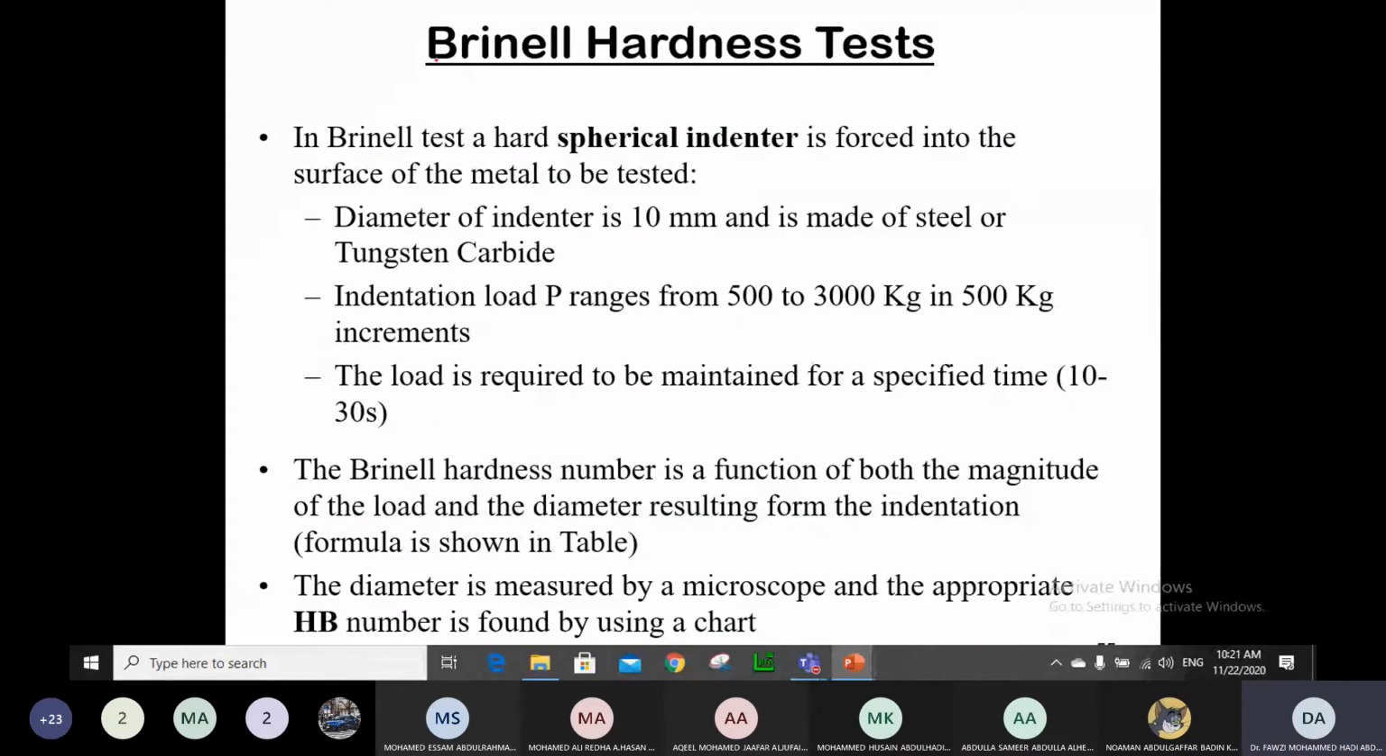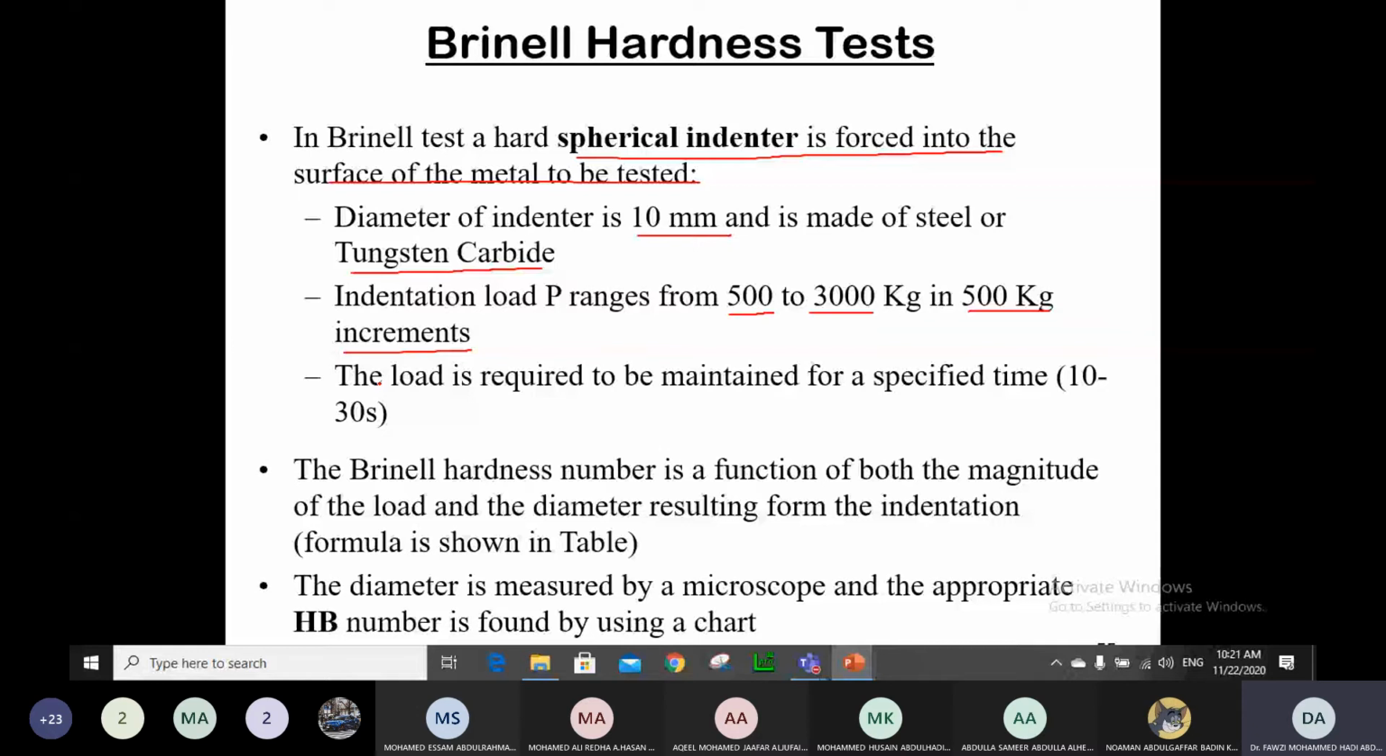The second hardness test is the Brinell hardness test. In the Brinell hardness test, a spherical indenter is forced into the surface of the metal to be tested. The diameter of the indenter could be 10 millimeter and is made of steel or tungsten carbide, which is a very hard material. The load here is much bigger even than the Rockwell. It ranges from 500 to 3,000 kilograms in 500 kilogram increments. So we could have 500, 1,000, 1,500, 2,000, 2,500, 3,000, like that, any of those.